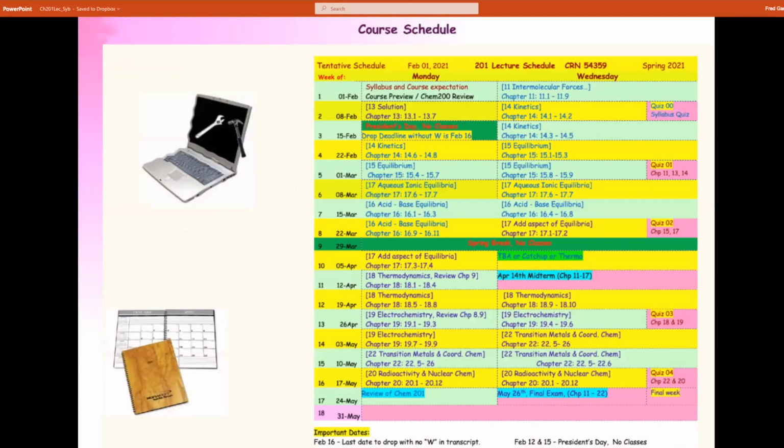Okay, this is the schedule. You can see right away that today we're pretty much going to devote to just covering the course expectations, and then maybe a review of Chem 200. We cover a little bit of intermolecular forces on Wednesday. We do solution chemistry, concentration, and then we do kinetics.